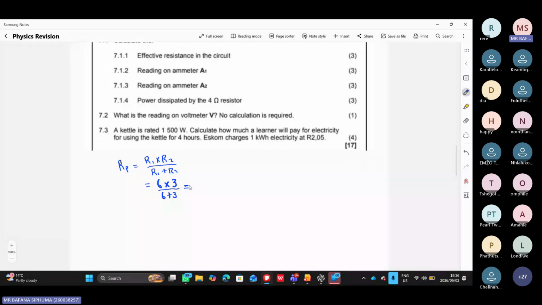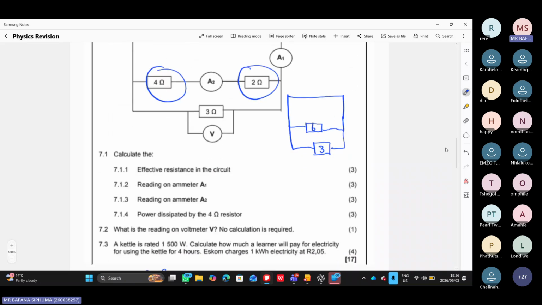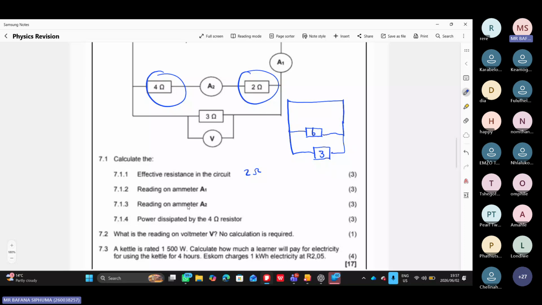What's the answer? Yeah, it's true, sir. 2. It's 2, sir. Okay. Then here we have 2 ohms. Then now they want the reading on ammeter A1.